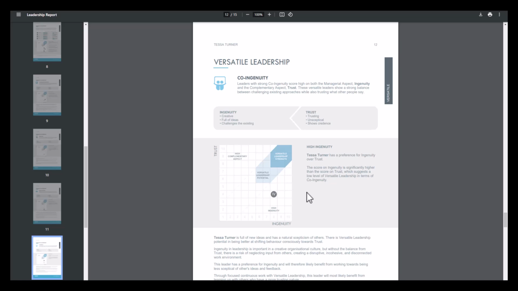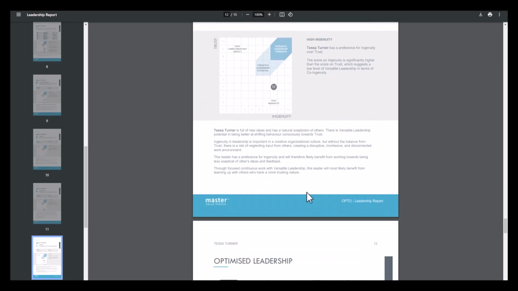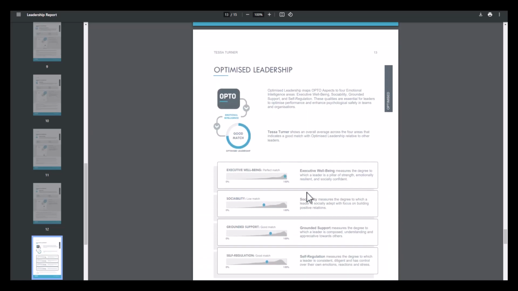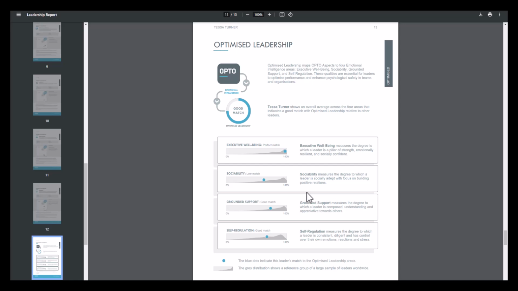As we continue, we enter the final section of this report, which focuses on the second leadership theory linked to emotional intelligence. We begin with a description of the term optimized leadership. Here we see how the OPTO results are combined with emotional intelligence to calculate a match percentage for the four behavioral scales that make up what we define as optimized leadership.